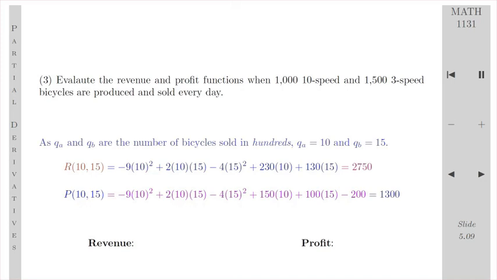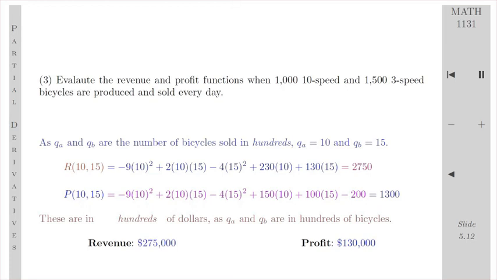Again, you have to pay attention to units. P's are in dollars per bike, Q's are in hundreds of bikes. So when I multiply them, I get the answer in hundreds of dollars. So if R of 10, 15 is 2750, it tells me the weekly revenue is 2750 in hundreds of dollars. So I should multiply this 2750 by 100 to get the revenue in dollars. Same thing for the profit.